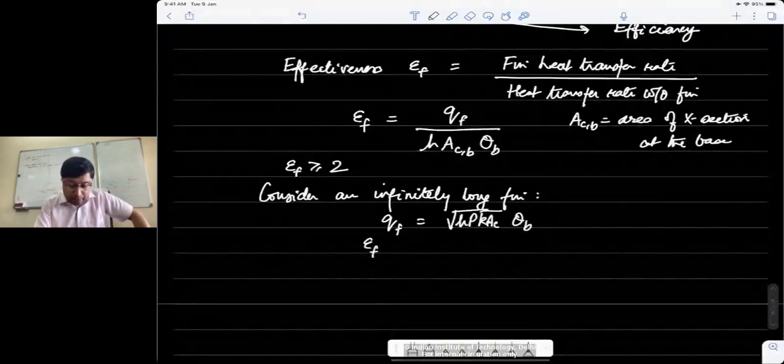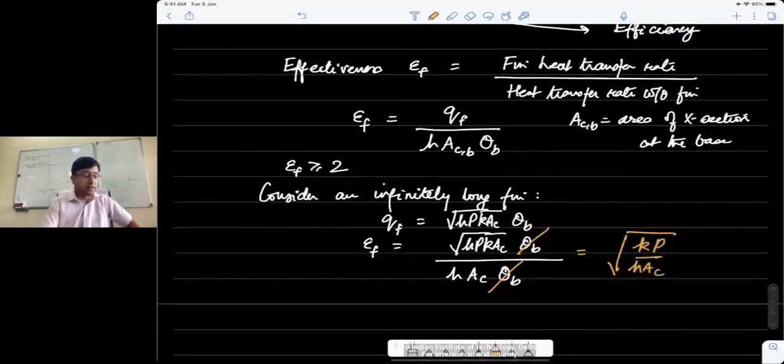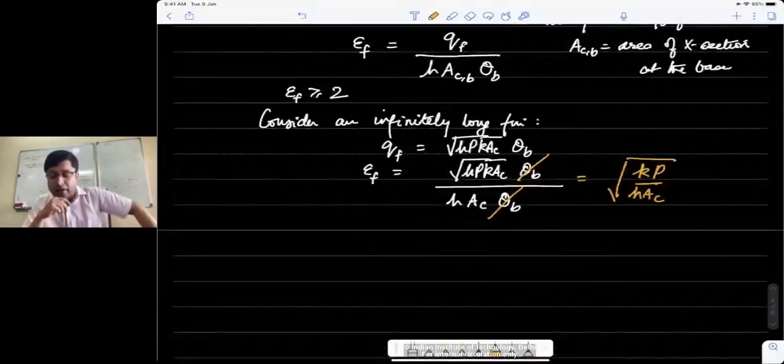So in this case, epsilon f becomes a ratio of square root of hPkAc theta b by hAc theta b. So theta b cancels, and now I can write this as square root of kP by hAc. That becomes the effectiveness for an infinitely long fin.